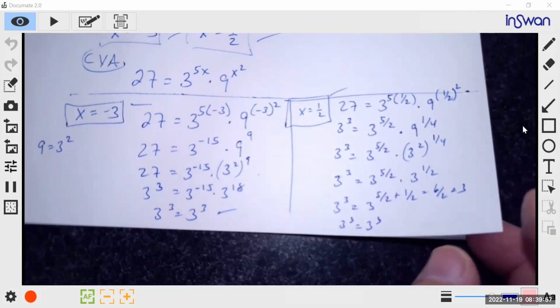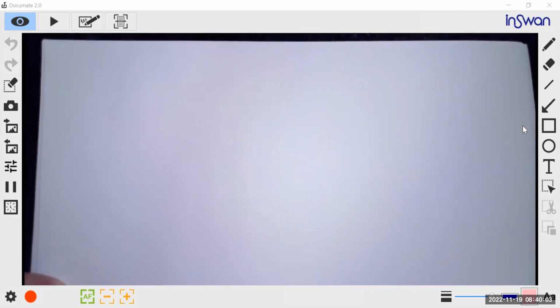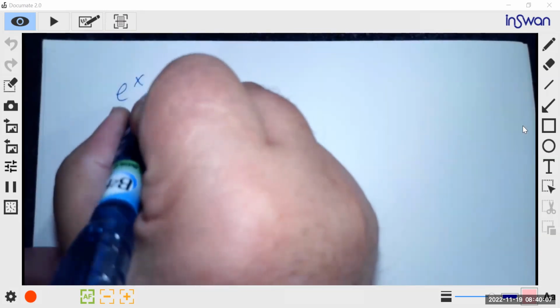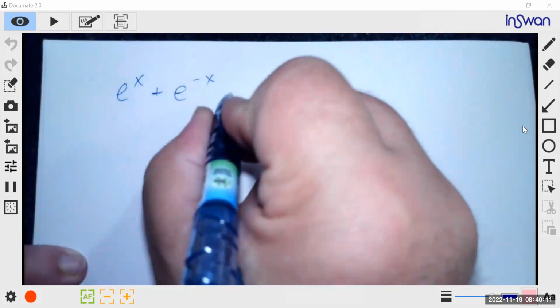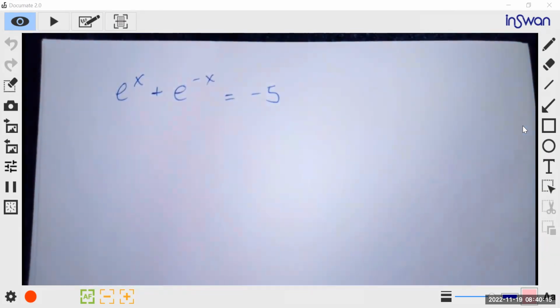Okay, we'll do a couple of them, then we'll do logarithms. e to the power x plus e to the power negative x equals -5. What you see here will be a quadratic equation. We have 3 terms.